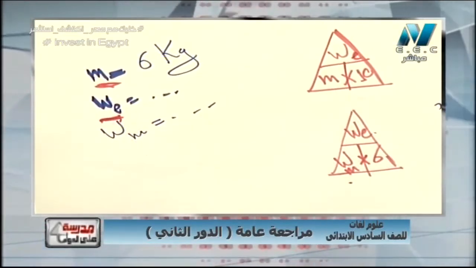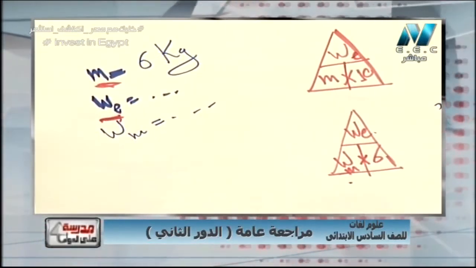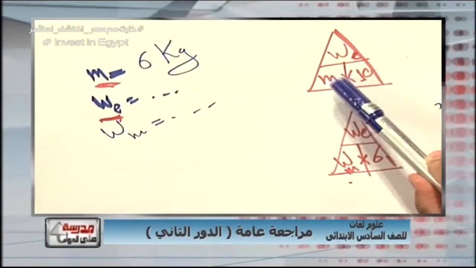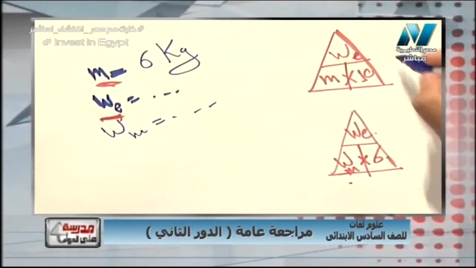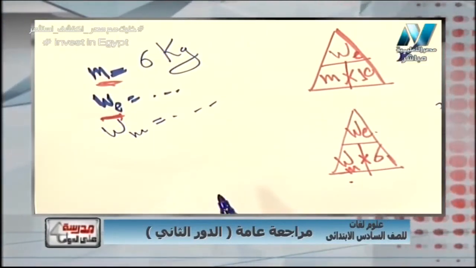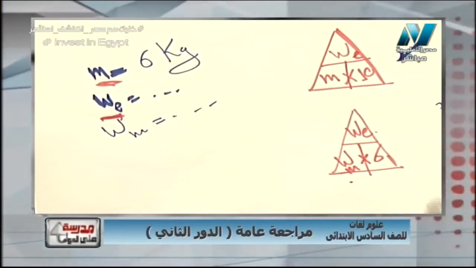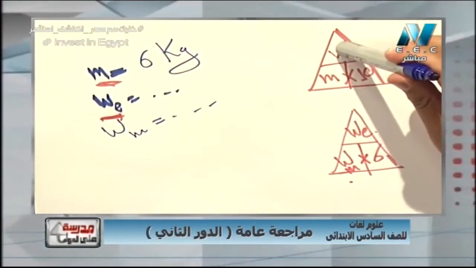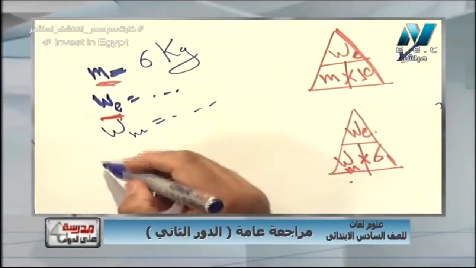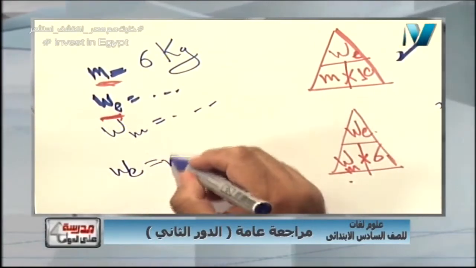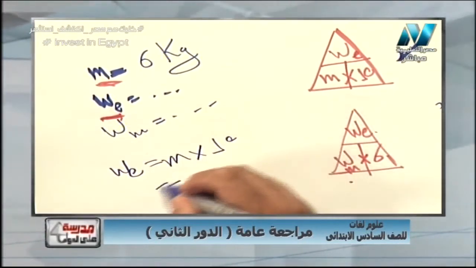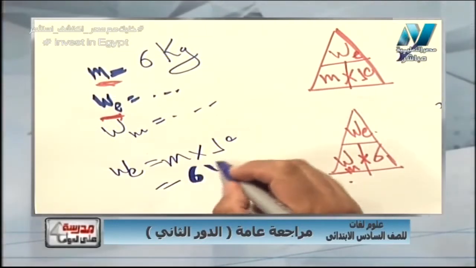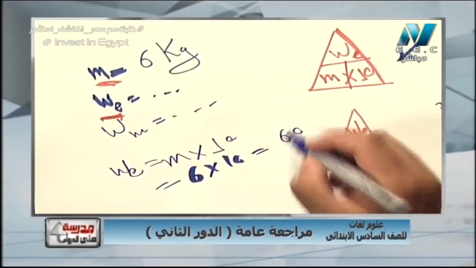Okay, which triangle has mass? أنا triangle اللي فيه mass هو الموجود عندي، first triangle, so I will use this triangle at first. So here I want weight on earth، أنا عايز weight on earth، حط صباعي عليها، weight on earth equal what? Mass by 10, weight on earth equal mass by 10, so it will be 6 by 10 equal 60, 60 what?